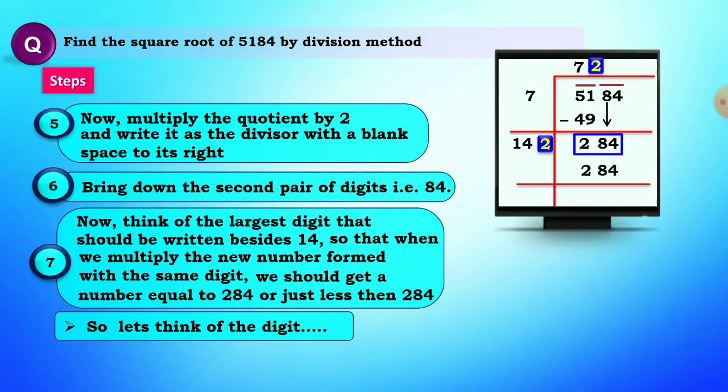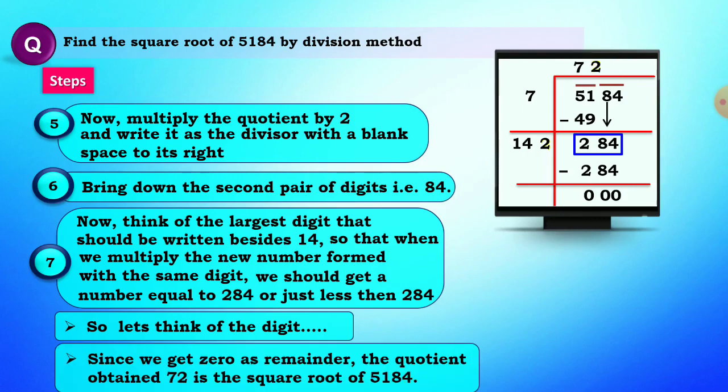below 284. Our next step is to subtract, and when we subtract 284 minus 284, we get the answer as 0. Now since the remainder is 0, the quotient obtained 72 is the square root of 5184. I hope this is clear, students. We will understand by taking more examples.